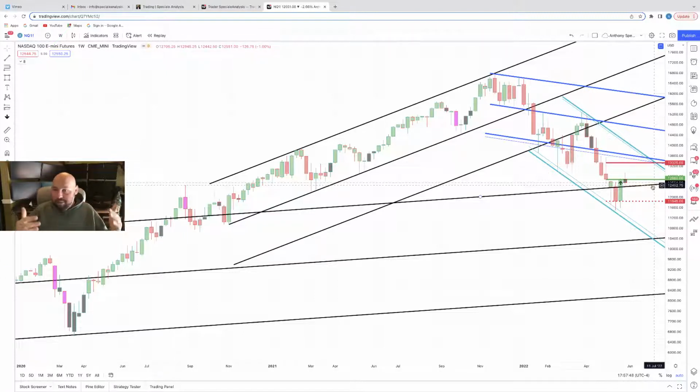For some of you, maybe that's acceptable. For me, I would prefer to be with the trend only because it's a little bit of an extra insurance policy that we're on the right side of the trade. Now, can a trend change? Of course it can. We know that.